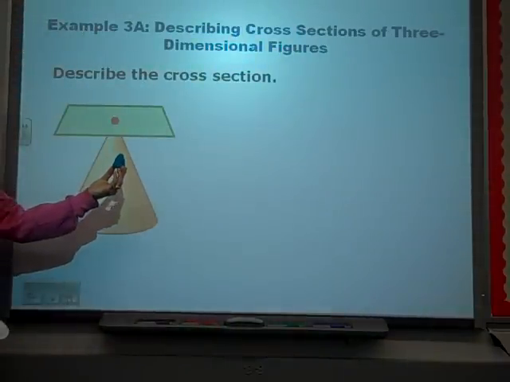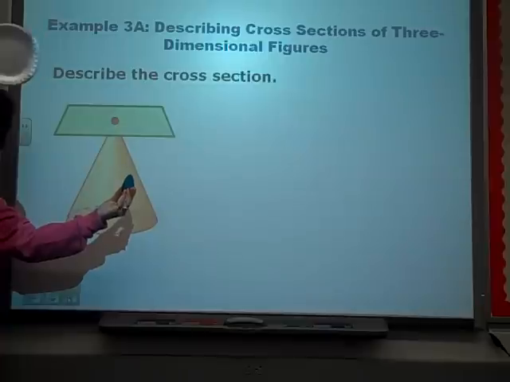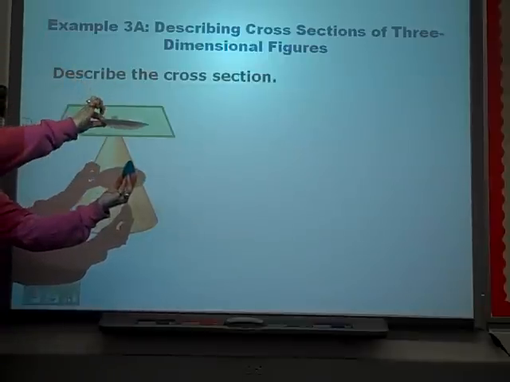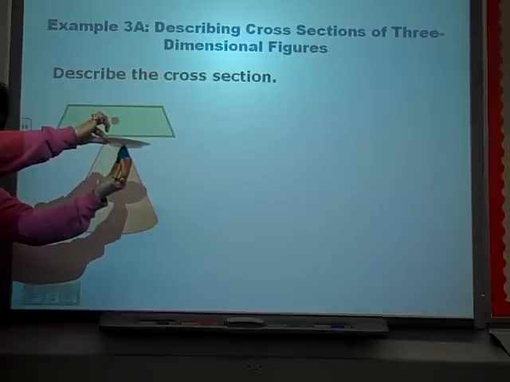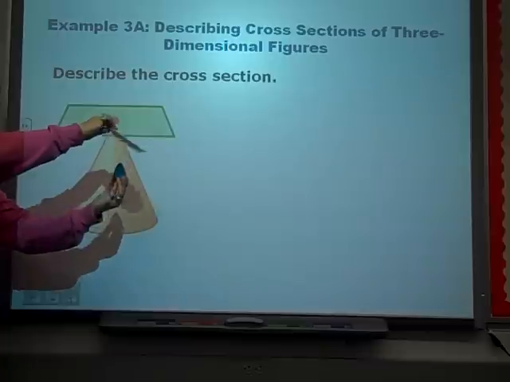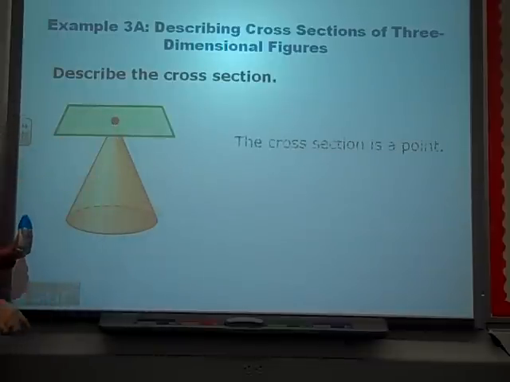We have a pyramid. We have a plane. Here's my plane. It's actually a pie plate. And if I just set the pie plate on top of that, what is the intersection? What do they have in common? And they only have that one point. So the cross section would just be a point.